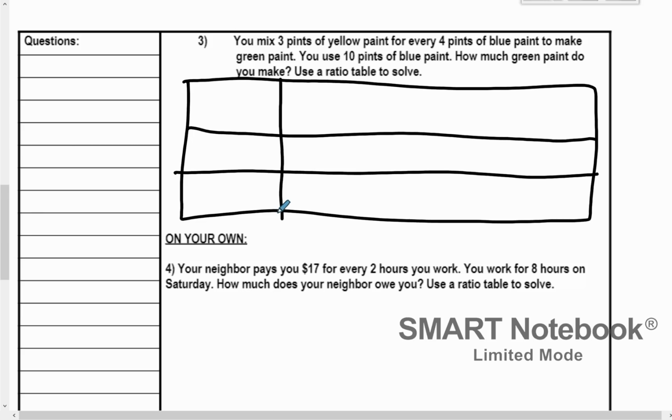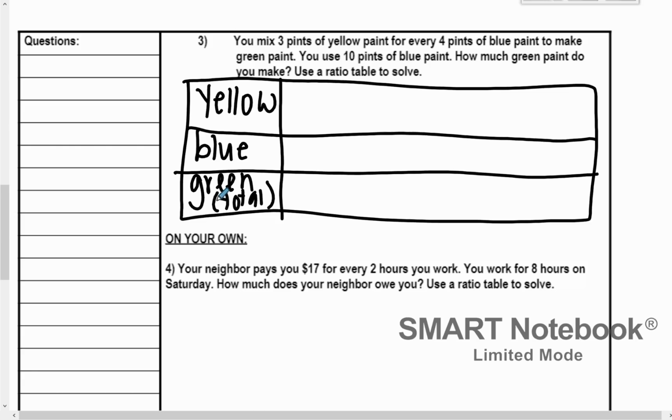So the question says, you mix 3 pints of yellow paint for every 4 pints of blue paint to make green paint. So we have yellow paint, we have blue paint, and then we have green paint, which is what our total is, because when we mix yellow and blue, we get green. Okay, which is why we need those 3 columns, because that total is mentioned. In our final one, we're going to use 10 pints of blue paint. How much green paint do we make with those 10 pints of blue paint and then however many yellow pints?